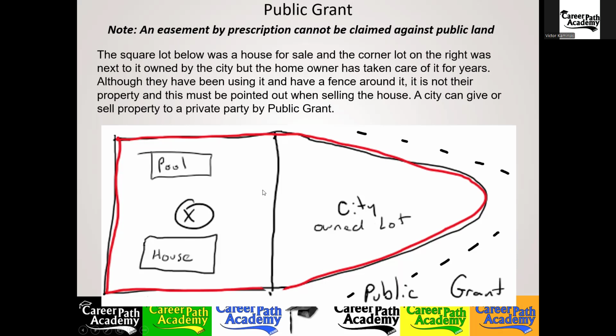I had to make it a point in the listing that beyond the fence to the corner is not their property. It's a city lot. Now, they could have asked the city for a public grant to give them ownership, because the city hasn't been out there to cut the grass in years. They've been cutting it. But I guess they didn't know to ask that.